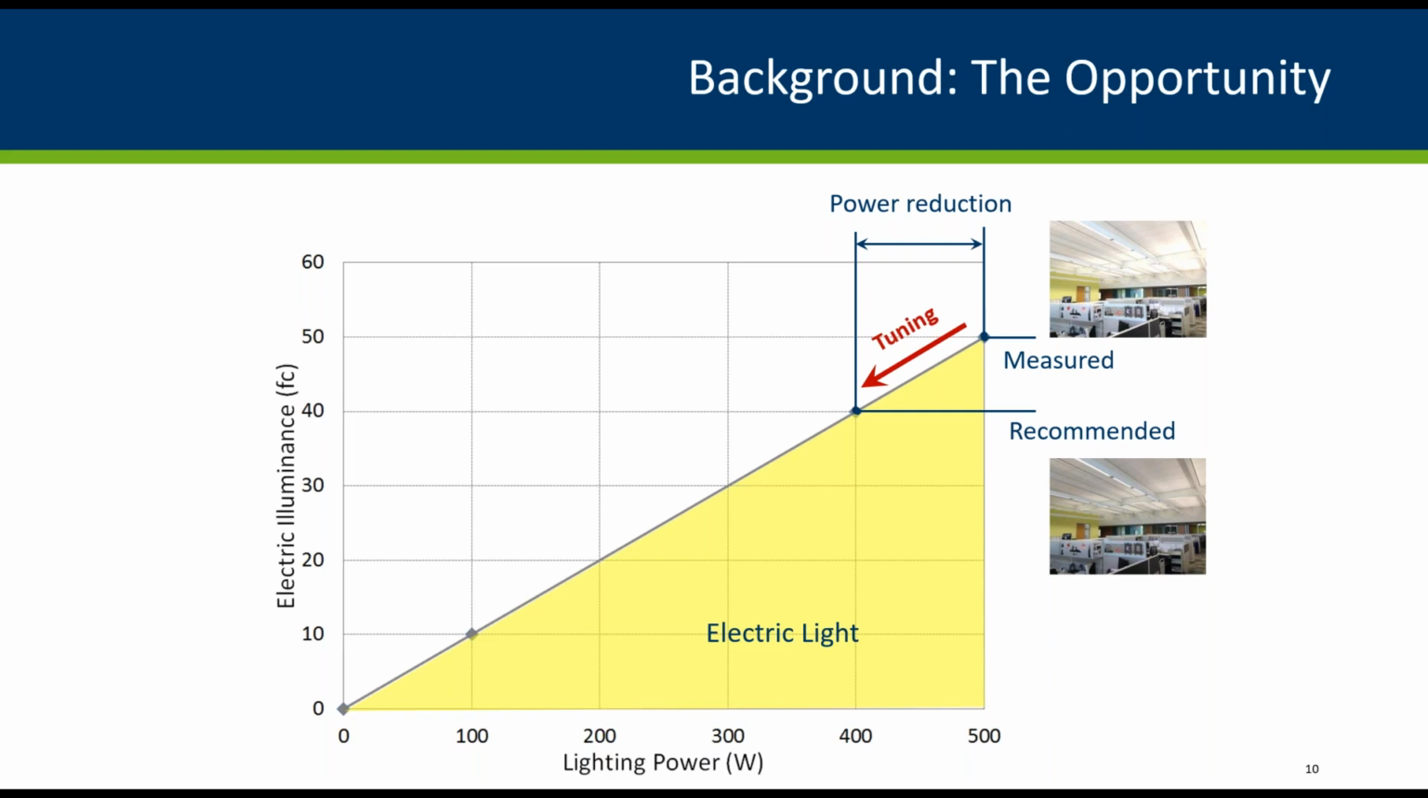Here, we see the light level provided by an ideal lighting system as a function of its power. As you can see, as the lighting power increases, so does the amount of light in the space. For this idealized, untuned lighting system, you would measure 50 foot-candles of electric lighting, while this system used 500 watts of electricity. For this example, the recommended light level per the Illuminating Engineering Society, or IES, is 40 foot-candles. Tuning adjusts the lights to these recommended levels, resulting in a power reduction of 100 watts.